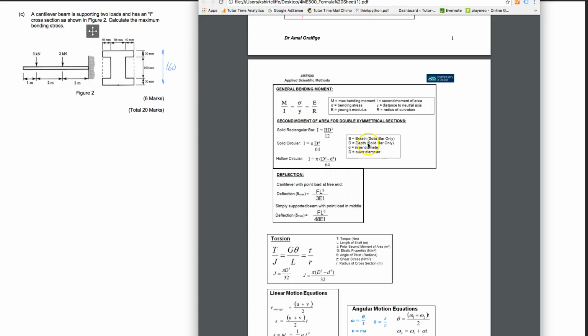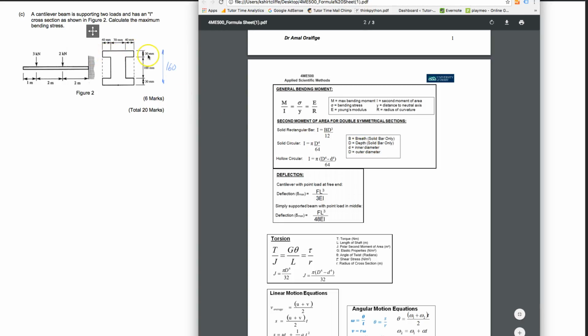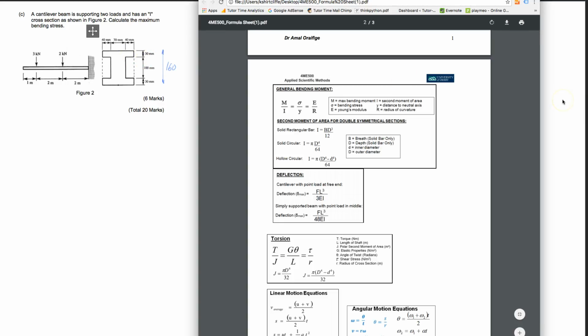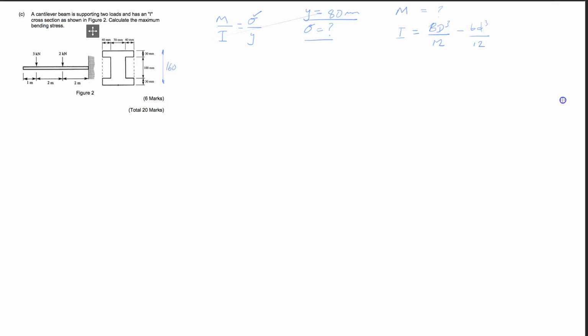So you've got your notes, but essentially all it is, the big BD cubed is here, and then you make a little rectangle out of these two, and that becomes your other bd cubed. So your little d would be 100, and your little b would be 80. Okay, so we can go from there. Right, I'm going to start calculating that.